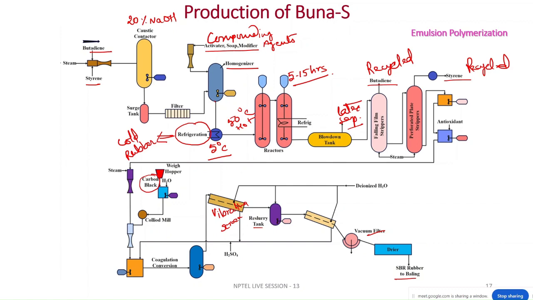To highlight the difference between cold and hot rubber, the cold rubber is of higher quality than the hot rubber. Otherwise, all the processes are the same. Only the refrigeration part is included as an extra step for making cold rubber, because we need to reduce the temperature from 50 to 5 degrees Celsius.